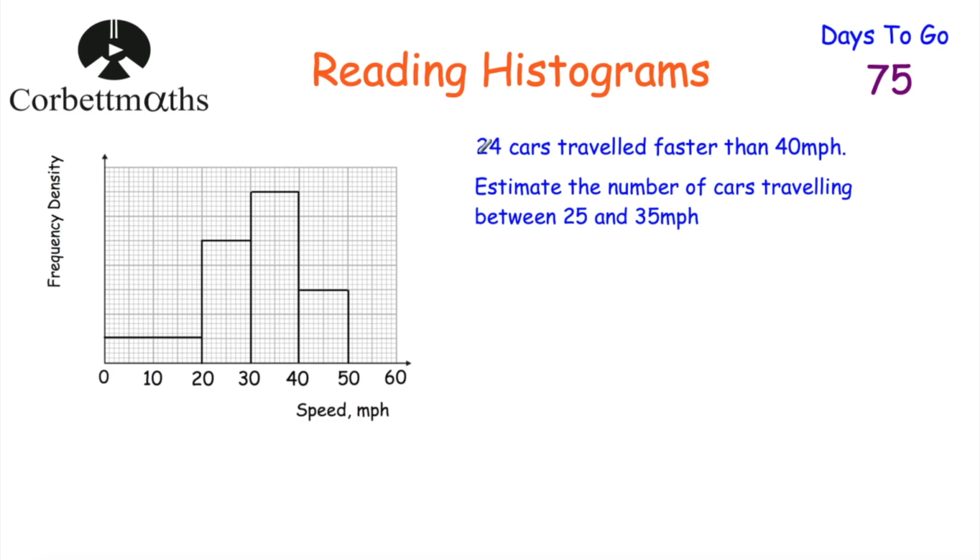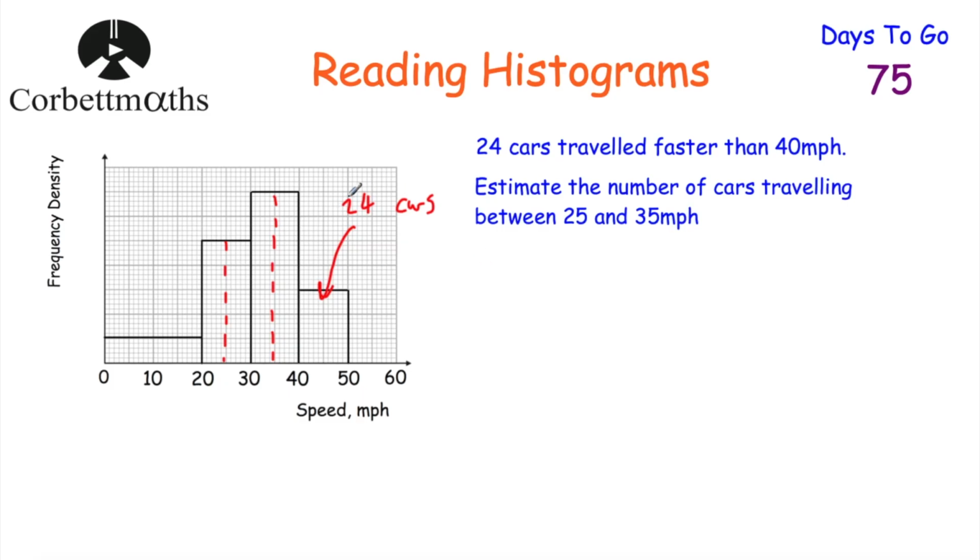So we've got a histogram and we're told that 24 cars traveled faster than 40 miles an hour. So that means that there's 24 cars in there. And we've been asked to estimate the number of cars traveling between 25 and 35 miles per hour. Now, with a question like this, there's a few different approaches you could use, and I'm going to go through a couple of them now.